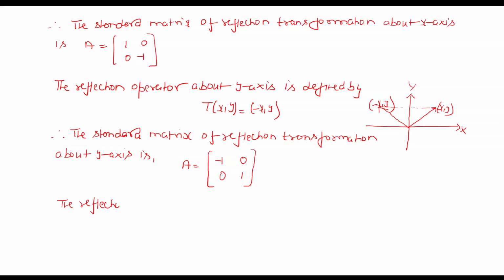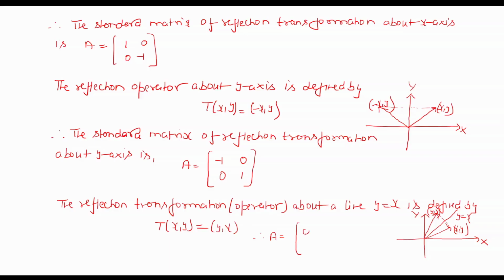Therefore, what should be the standard matrix? So that will be a 0 1 1 0. Okay, so if you multiply any vector with this matrix, you will get the image of that vector about the line y is equal to x.